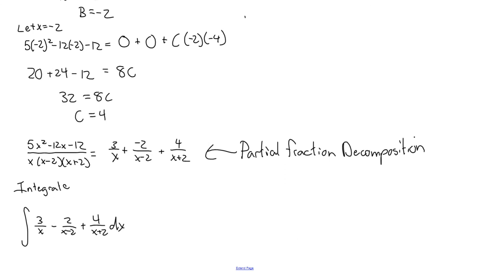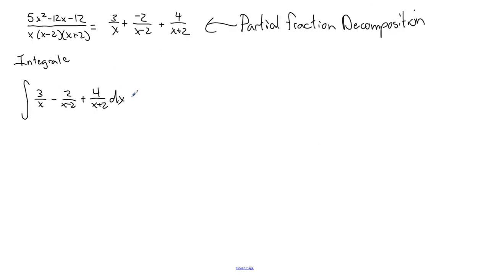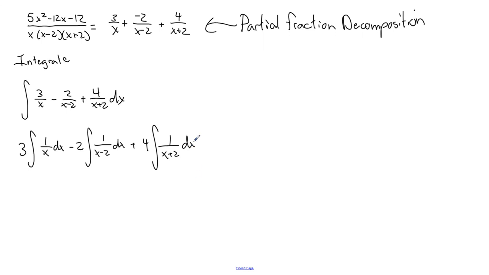All right, well, since it's a sum, we can integrate them individually, and I'm going to move these constants out as well, the 3, the 2, and the 4. So I have 3 integral 1 over x dx minus 2 integral 1 over x minus 2 dx plus 4 integral 1 over x plus 2 dx. Now, I'm quoting the integral of 1 over u du is equal to the ln of absolute value of u plus c.